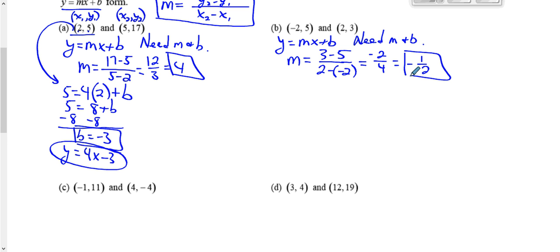Let's do C and D. Go ahead and do C and D if you got this done.